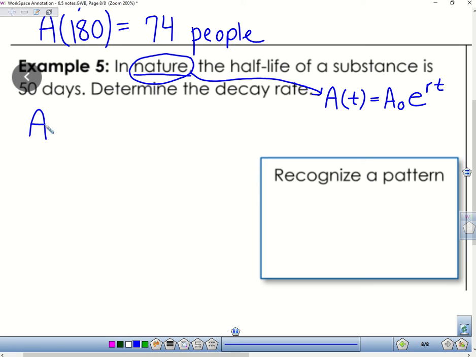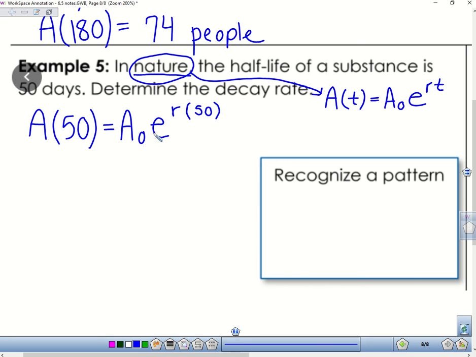So we have A of 50 days is equal to A sub 0 times E to the R times 50, right? Because we have just plugged in for t. So like I said, you can use the negative R here, but we're solving for R, so at the end you can just make your answer negative. It doesn't matter either way. You'll see in the end.